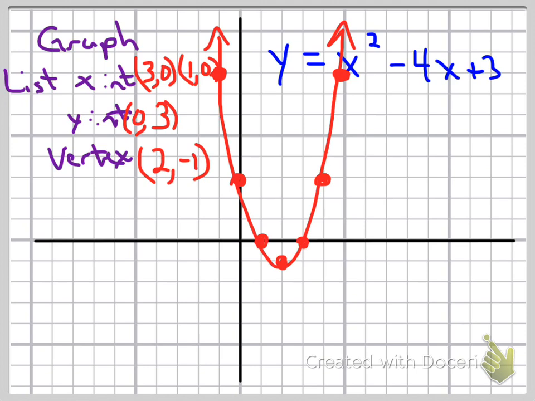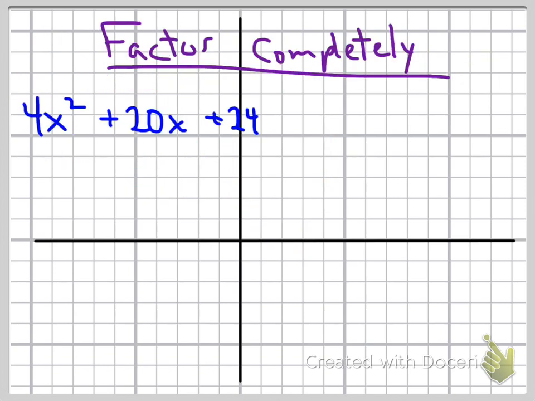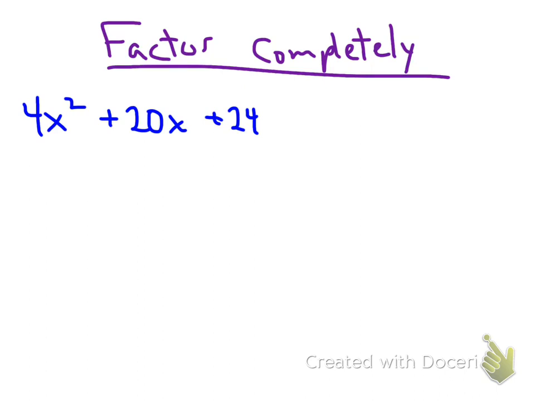So factoring and the zero product property is what we worked on this chapter. Averaging your intercepts for your vertex, we worked on this chapter, but we have made tables for quite a while. The next problem we're going to work on here, factoring completely. Notice this is not an equation. There is no equals, which means we are not going to solve it. We just want to factor completely. Go ahead and pause and try that.